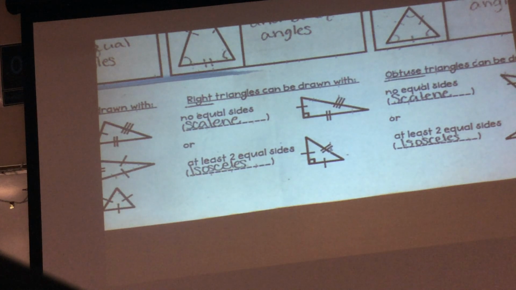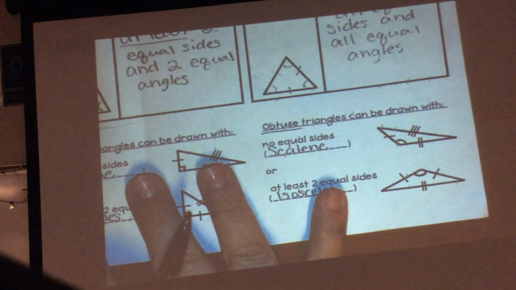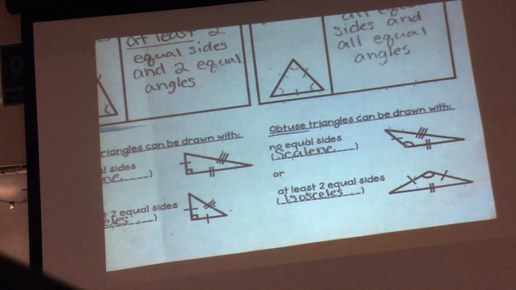Okay. Obtuse triangles can be drawn with scalene or isosceles. Can't have an equilateral because once again, in an equilateral, all sides and angles are equal. If you have a triangle with 3 obtuse angles, you don't have a triangle, right? You got some other crazy figure going on. Because obtuse is bigger or smaller than right?